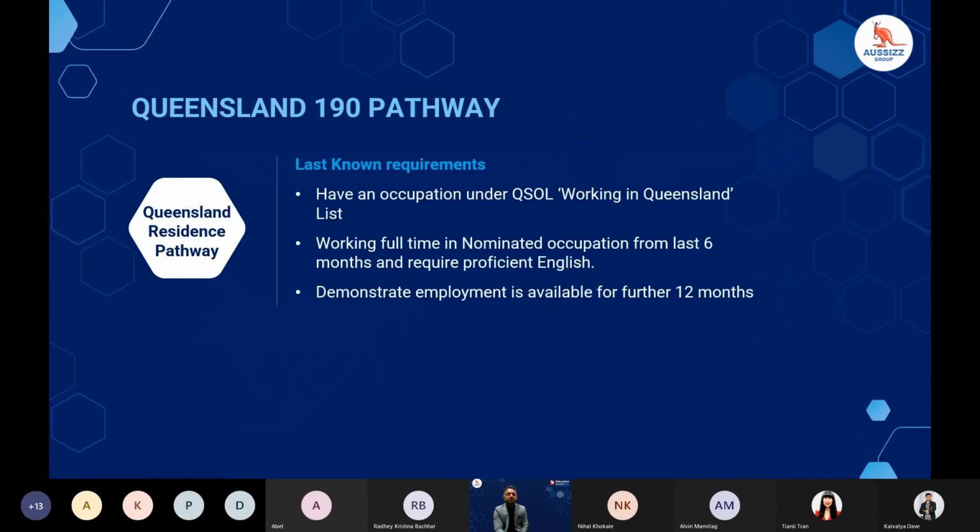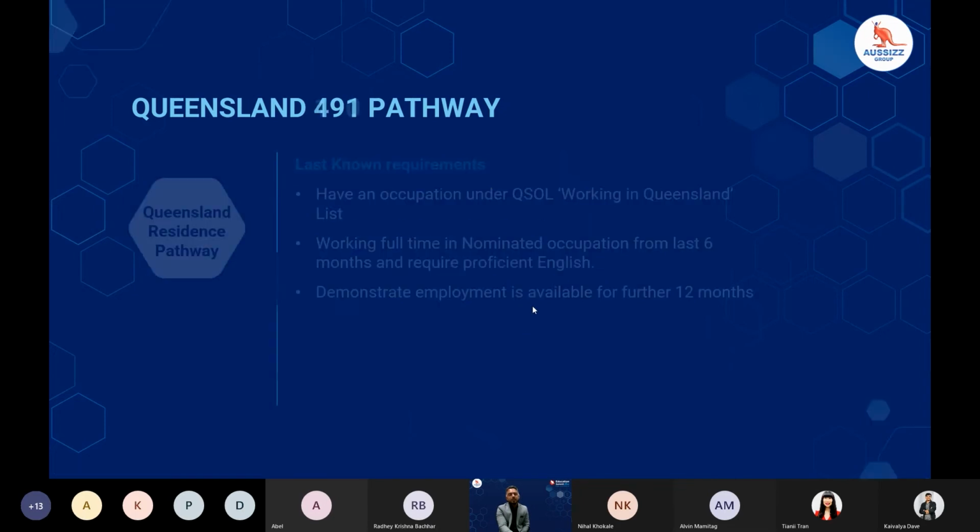The next one is Queensland. Right now, the Queensland state nomination program is closed for most of the occupations, and the criteria keep changing as well, but the last known criteria are: you have an occupation on the QSOL, which is the Working in Queensland list, you have to work 6 months full time in your nominated occupation, you must have at least proficient English, and you need to have a 12-month job offer from the same employer where you're working.